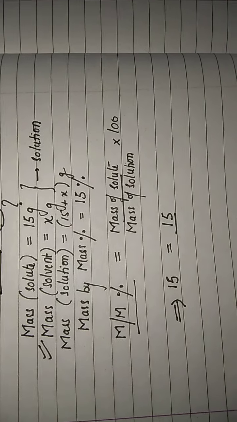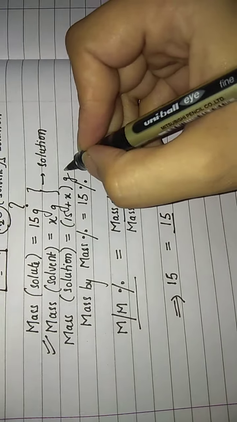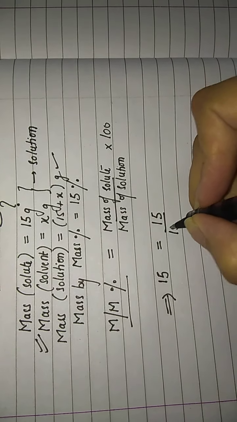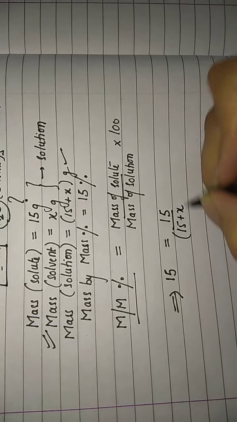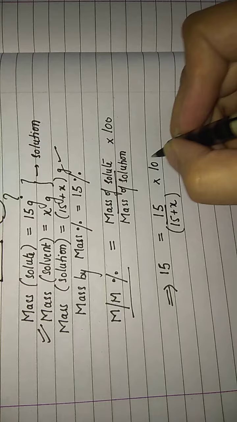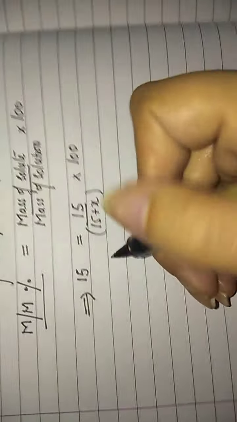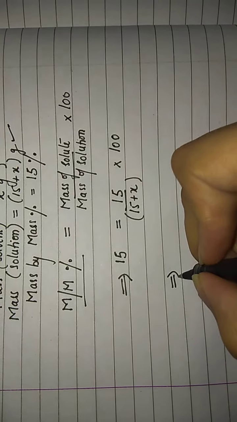What is the mass of solution? It is 15 plus x grams. So I write 15 plus x here into 100. Okay, now this is a mathematical expression. Now I can solve it. How will I solve it?